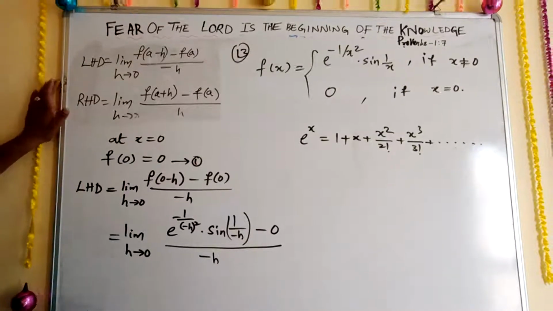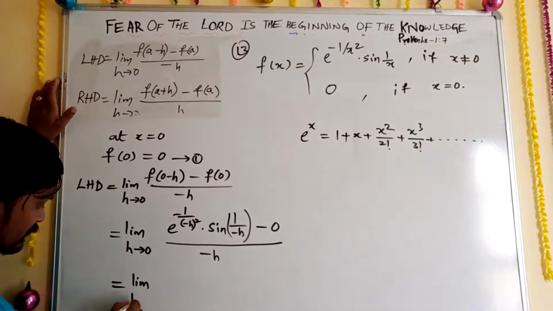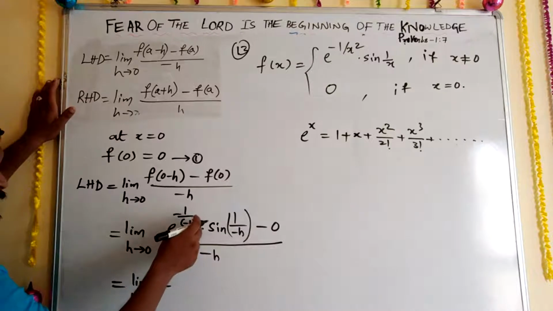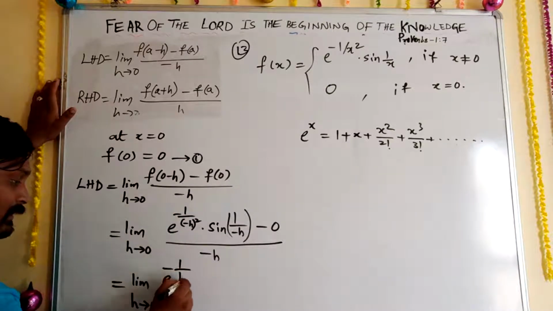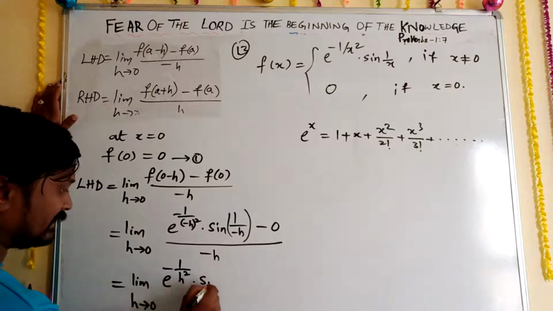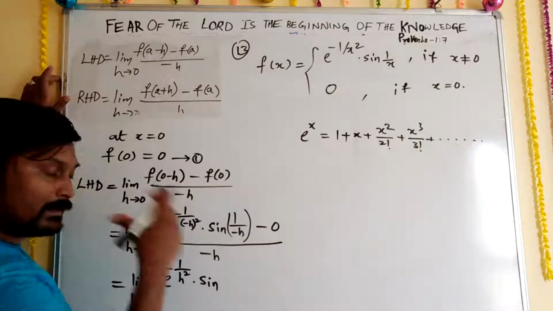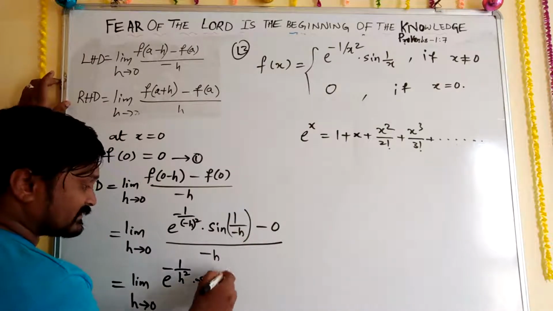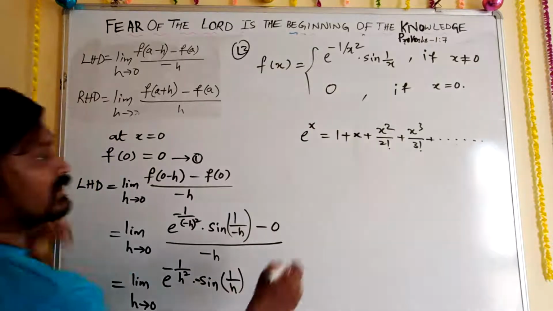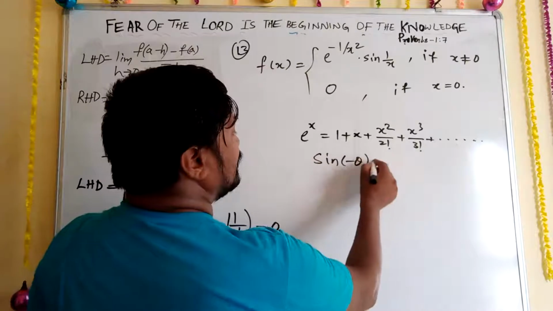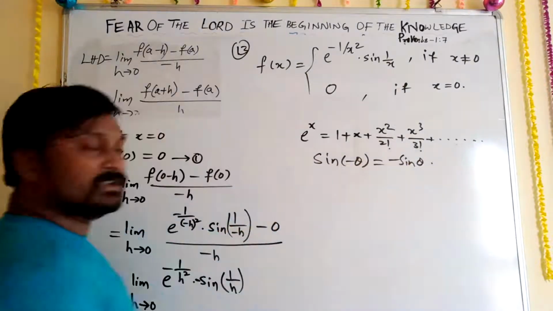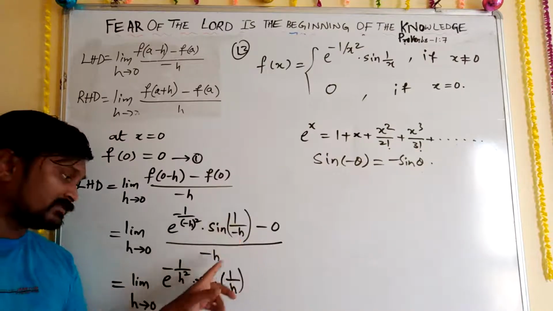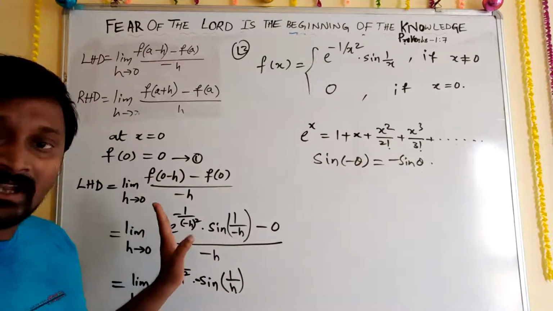So then what we need to do? This is equal to limit h tends to 0 e power minus 1 upon minus h square, means plus h square. So 1 upon h square into sine. So here it is minus 1 upon h. So what I can write is minus 1 upon h. We can write as minus sine 1 upon h, because you already know that sine of minus theta is equal to minus sine theta. So I applied that formula. Then I got here sine minus 1 upon h, means we can write minus sine 1 upon h. Okay, cleared up to here.